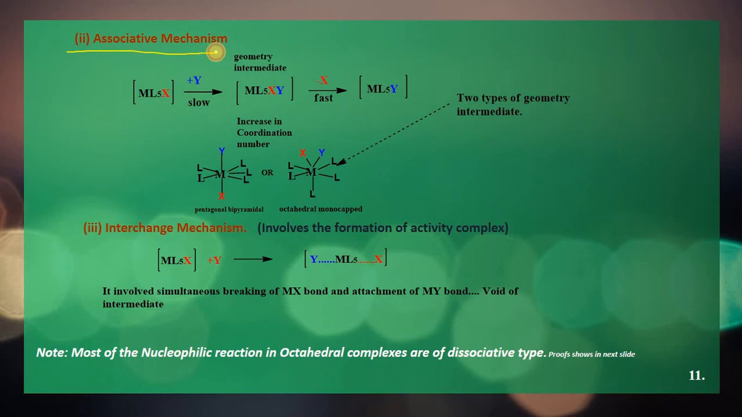This associative mechanism is different from dissociative in that the Y ligand tends to enter the coordination sphere. When it enters the coordination sphere, the reaction is slow as well, and there's an increase in coordination number. Due to that, we have two types of geometry intermediate, which will be the pentagonal bipyramid or octahedral monocapped. So let's note this, the structure for pentagonal bipyramid.